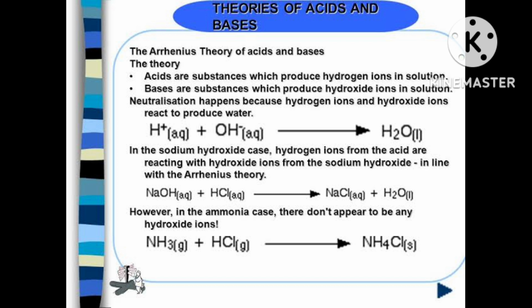Then G.N. Lewis in 1923 defined an acid as a species which accepts an electron pair. A species that accepts a lone pair, meaning two electrons, is called an acid, and a base is a species which donates an electron pair.